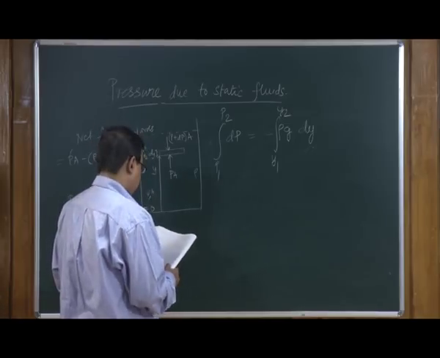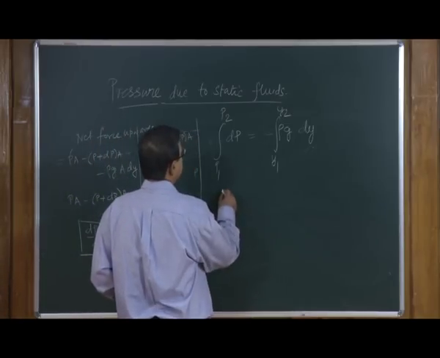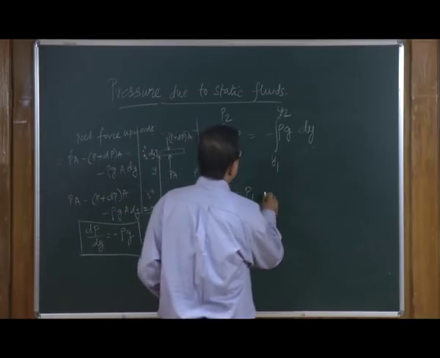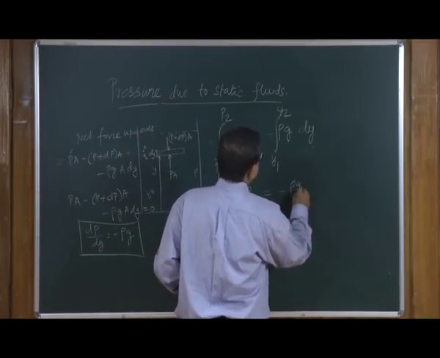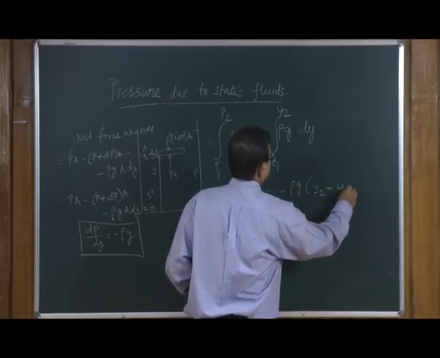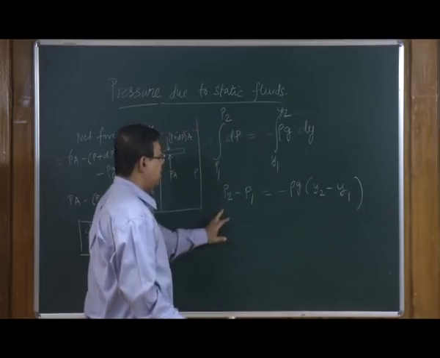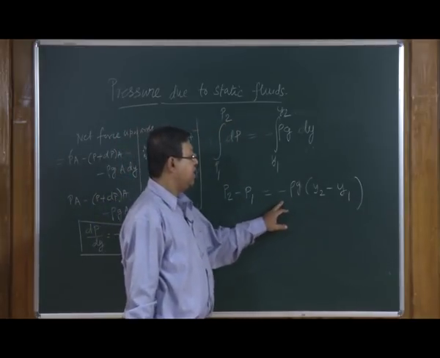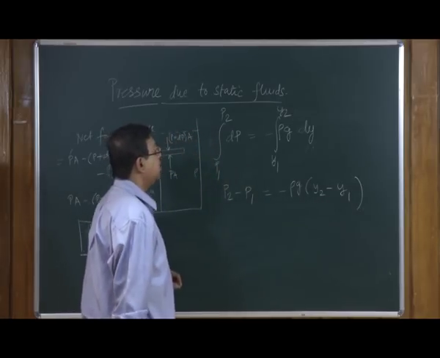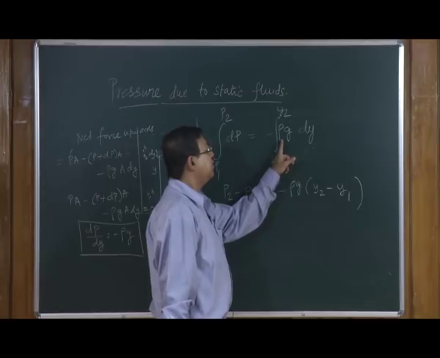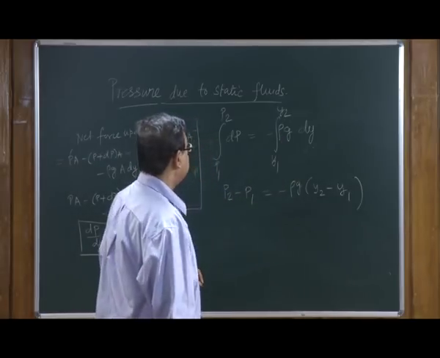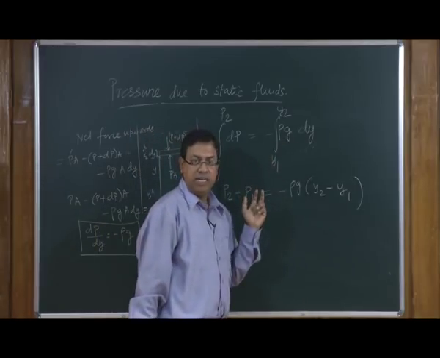So, we have to solve this equation. This is fairly easy to solve. We simply integrate it and continue writing with a minus sign, and so P2 − P1 = −ρg(y2 − y1). You must have noticed that here we have taken ρ and g to be constants, and that is why they are taken out of the integral.